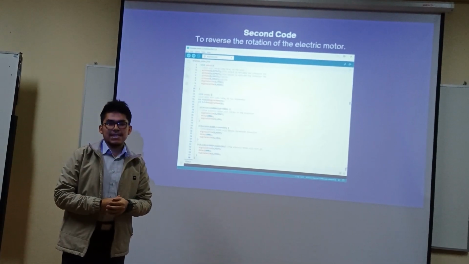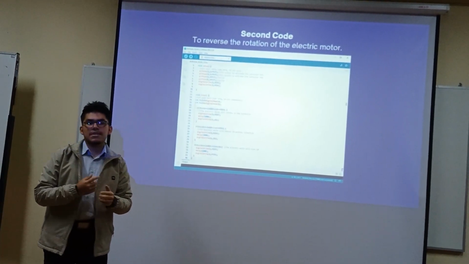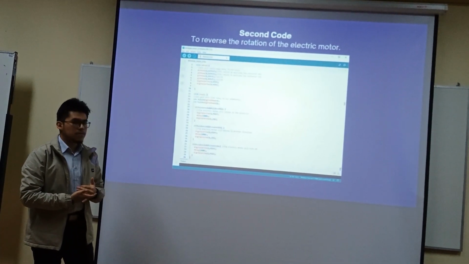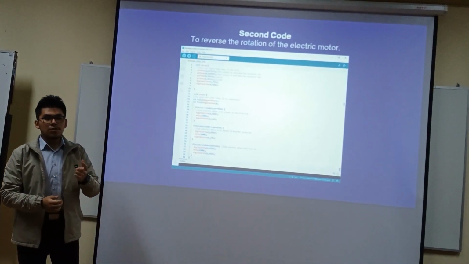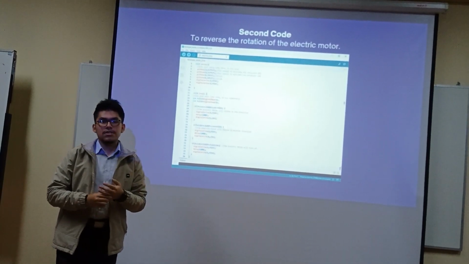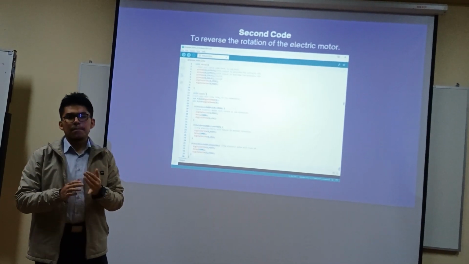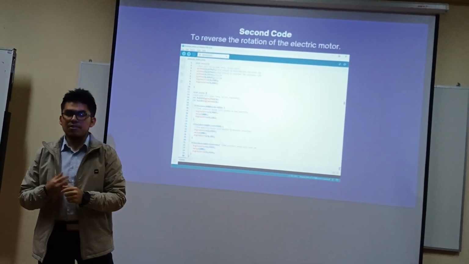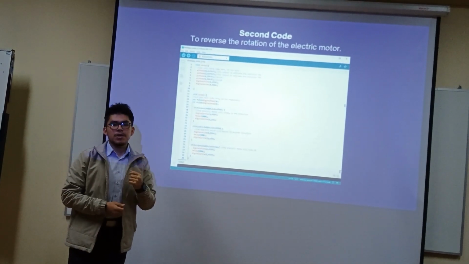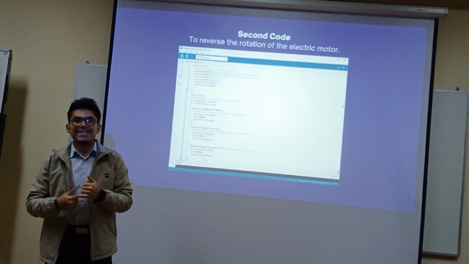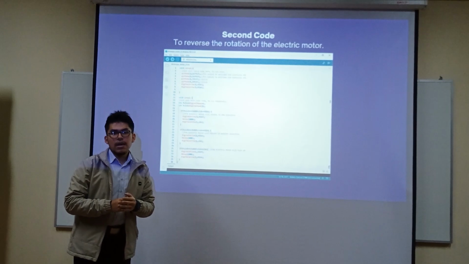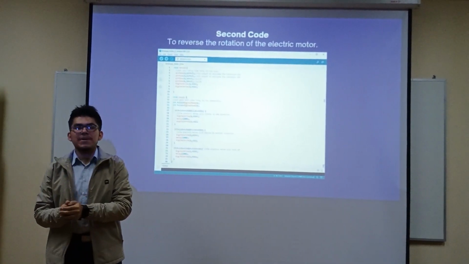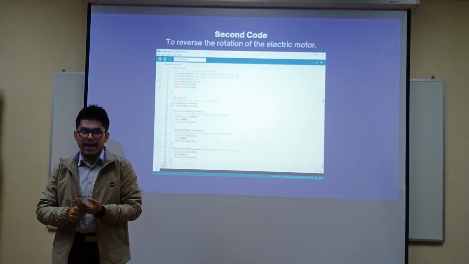The loop function checks the states of the push buttons to determine the direction of the motor rotation. If pulse A is pressed, or is low, and pulse B is not pressed, or is high, the motor rotates in one direction by setting pin 2 to low and keeping pin 3 high. If pulse B is pressed, or is low, and pulse A is not pressed, or is high, the motor rotates in the opposite direction by setting pin 3 to low and keeping pin 2 high.